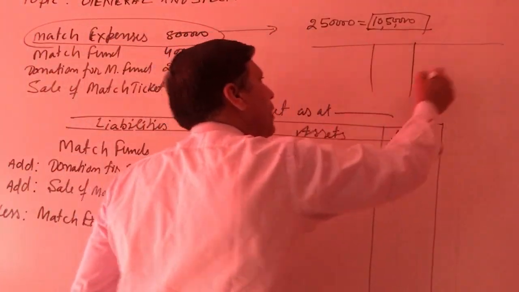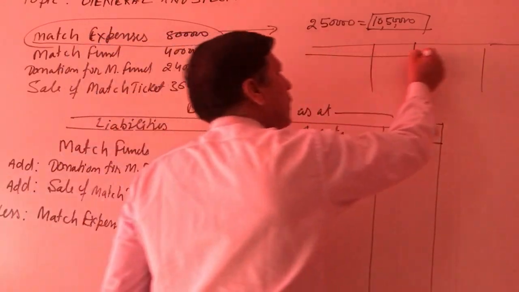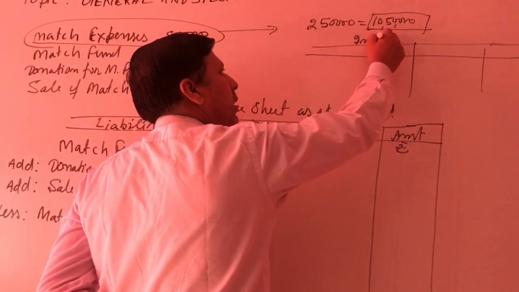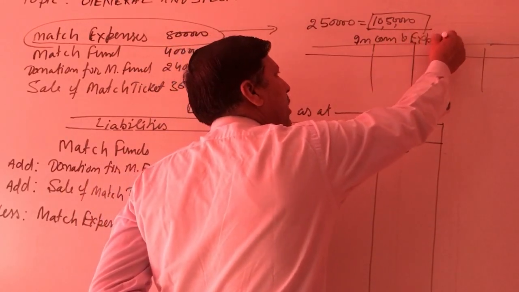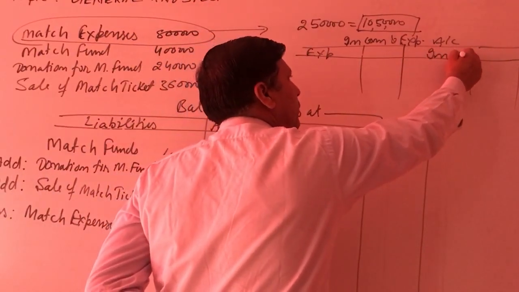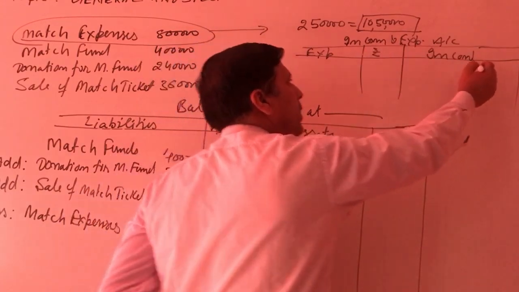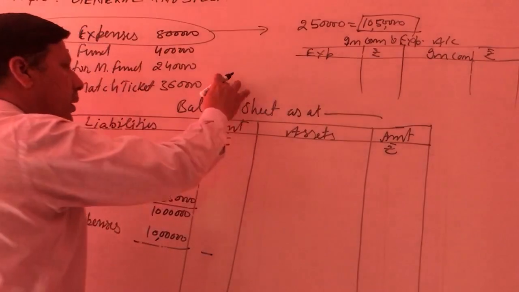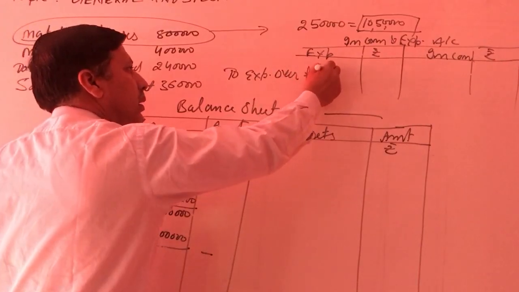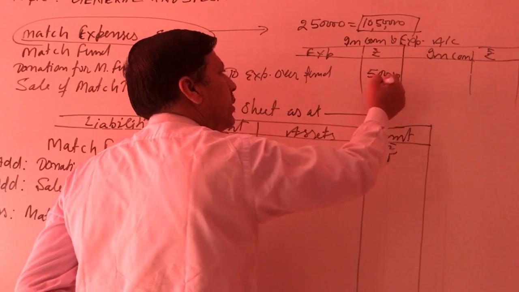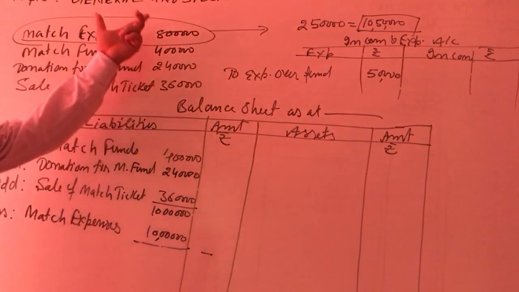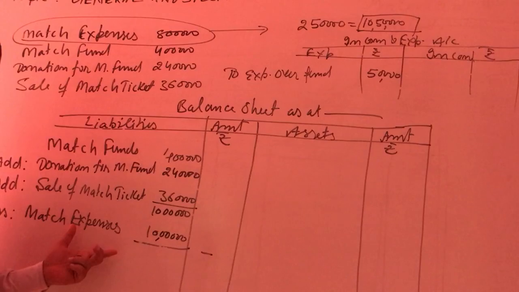In debit side, as you were told earlier, that is income and expenditure account, and here expenditure, here income, amount in rupees, and here expense over fund, that is 50,000 shown here. So this is the specific purpose fund, and I think you understand it and you like it. Thank you.